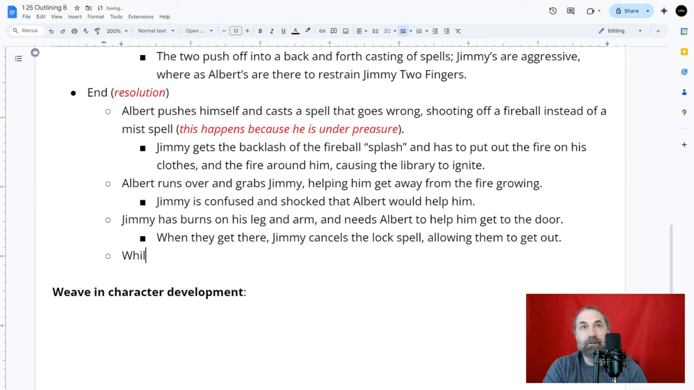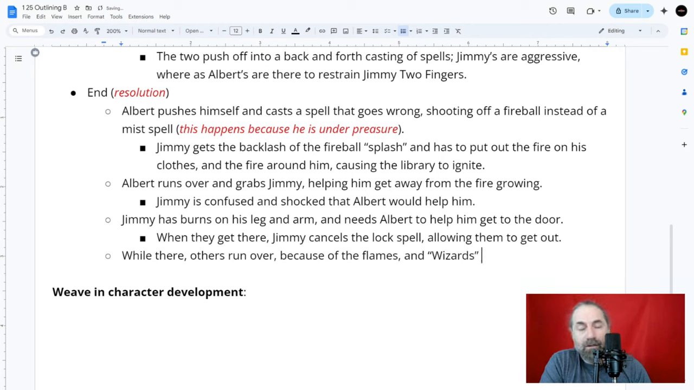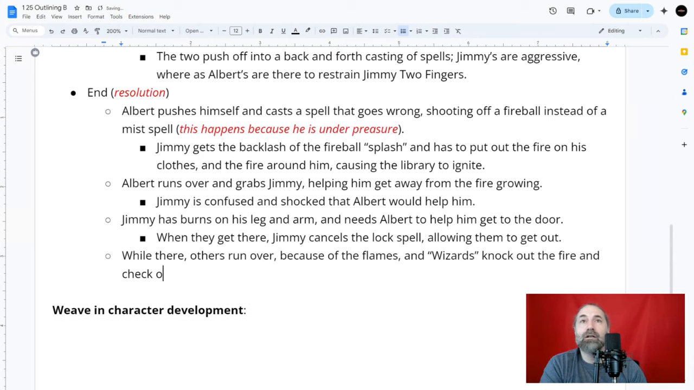Well, and then we could just do the very ending. Others run over, go to the flames, and wizards knock out the fire and check on the boys. All right. So there we go. Okay, that's pretty straightforward, right?